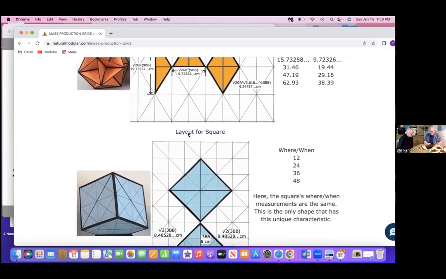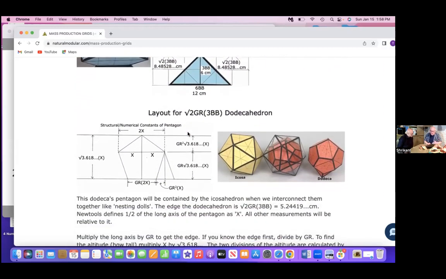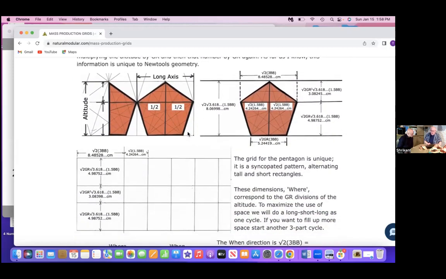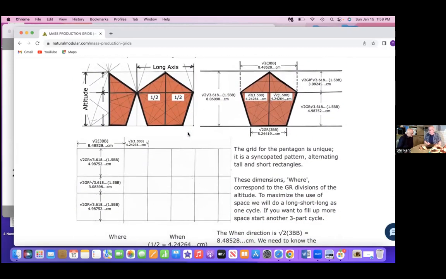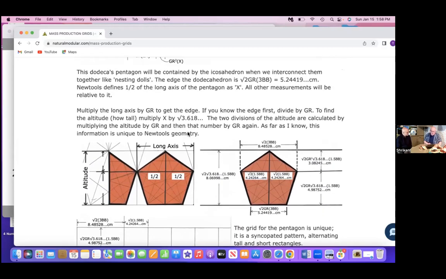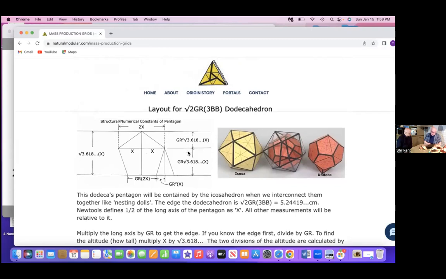The bubble diamond, it's the same. I mean, there's now the pentagon, there's a lot of information here. I think that, I'm not sure, but I think that this is unique to my work. I haven't seen it anywhere else. And if anybody's out there that's seen this before, that you make the half of the long axis X, then everything else in the pentagon is relative to that. Wow. So here it is self-organizing again.